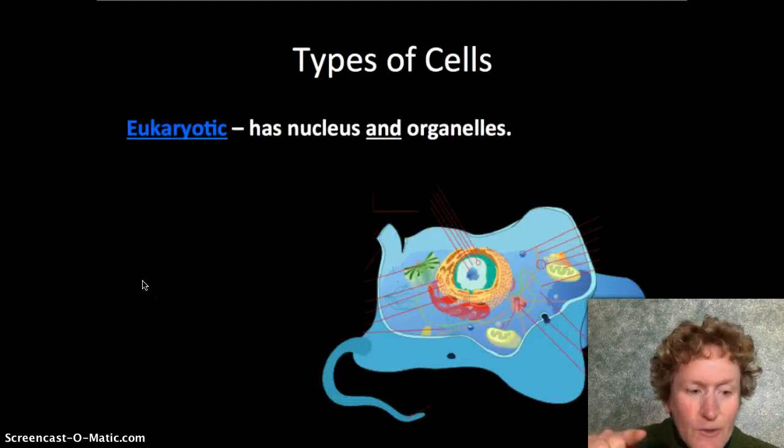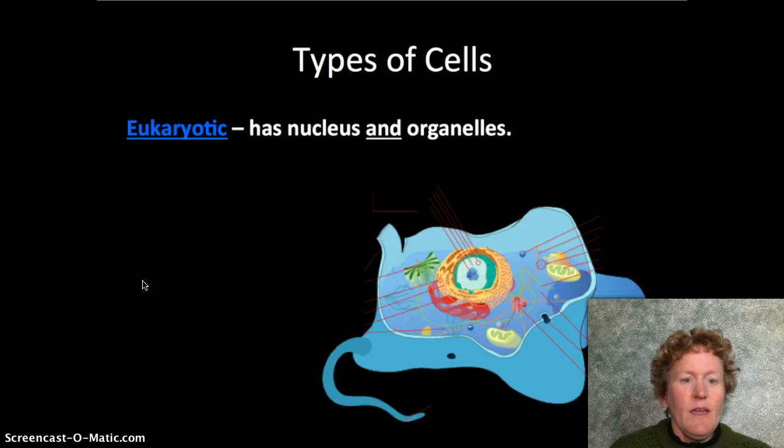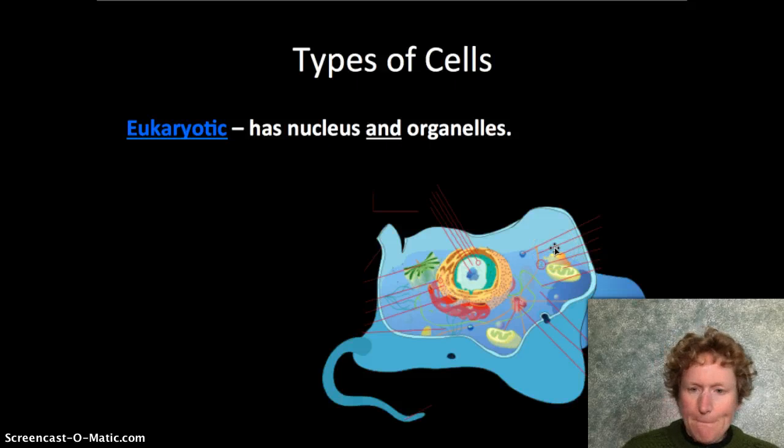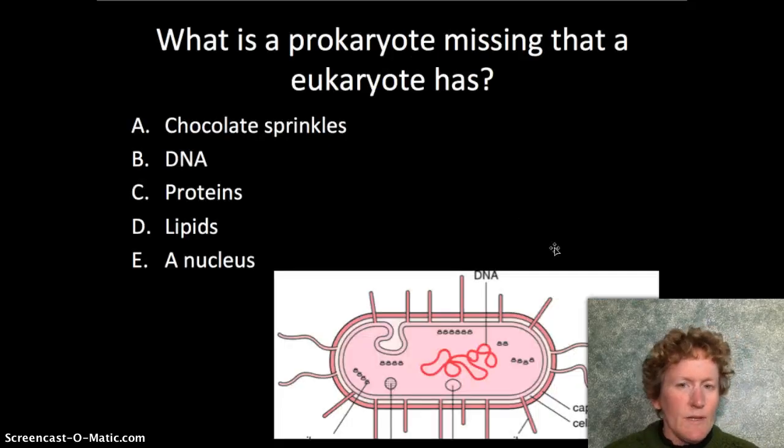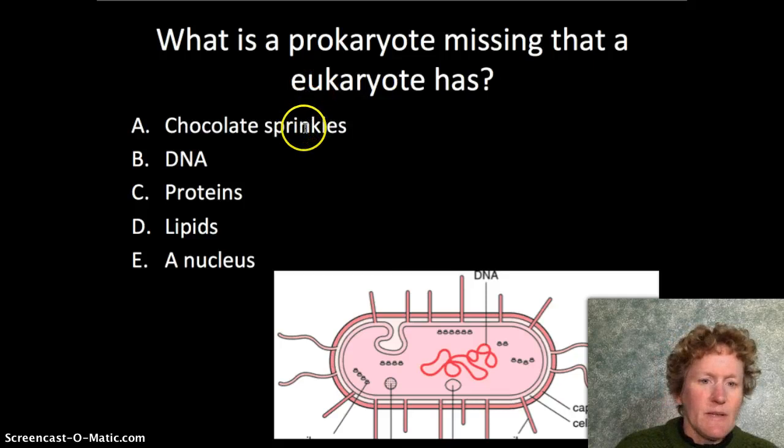Eukaryotes are you. You are a eukaryote. Your cells have a nucleus and organelles. They're organized. The organelles inside eukaryotic cells make them organized. What is a prokaryote, that's bacteria, missing that a eukaryote has? Well, we know it's not chocolate sprinkles.